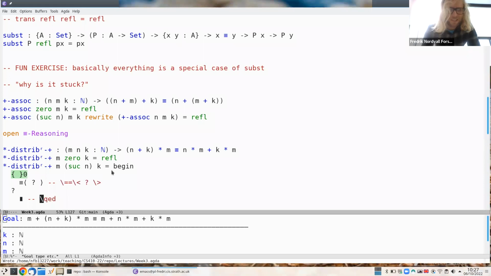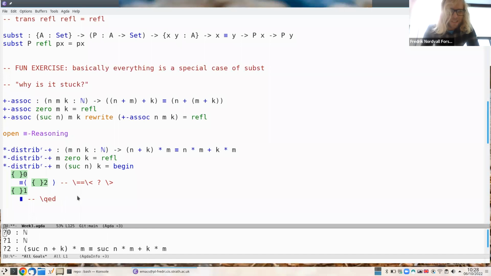Okay, so that's the ritual: begin to begin, QED to end, that's Latin for "told you so", and then a step here in between. Then I reload the file, the question marks turned into holes, we know that, and then my final trick is to do Control-C, Control-S, or solve everything.